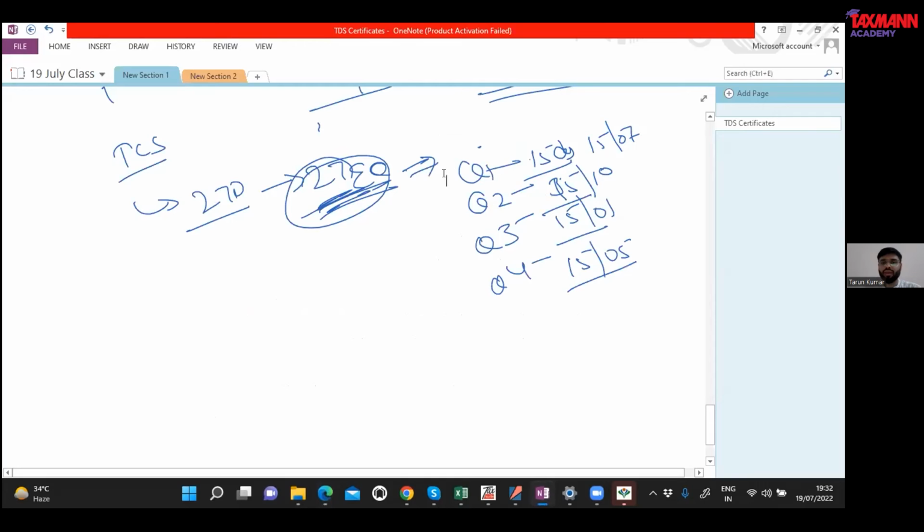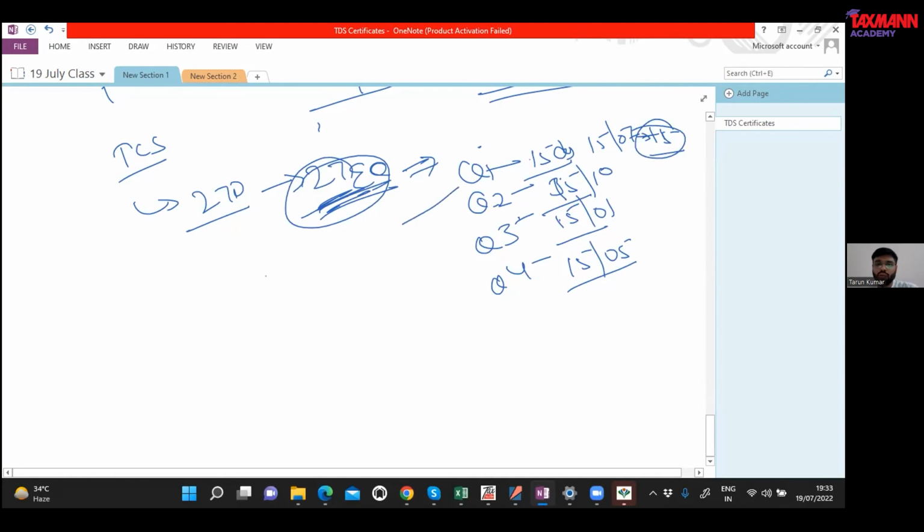So now, by when is the certificate in Form 27D to be issued? For the last quarter, it is 1.5 months, right? Form 27D is to be issued 15 days from this date, right?